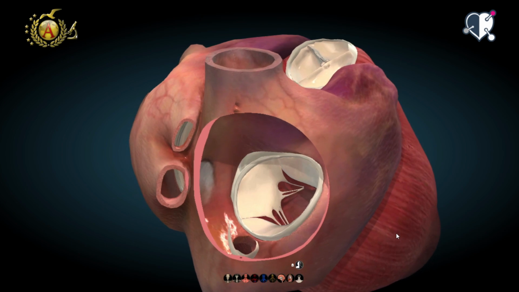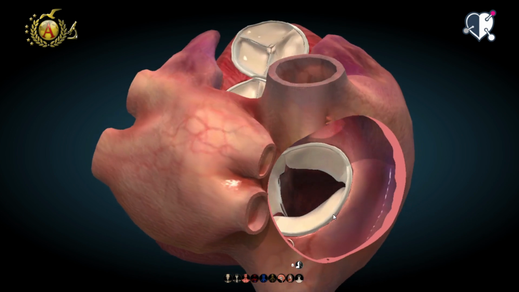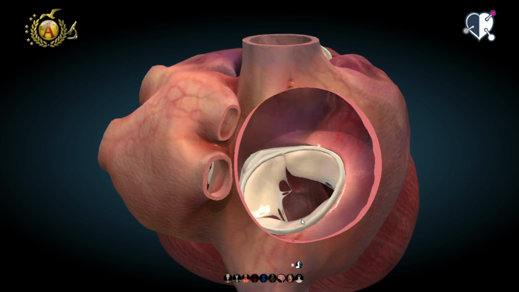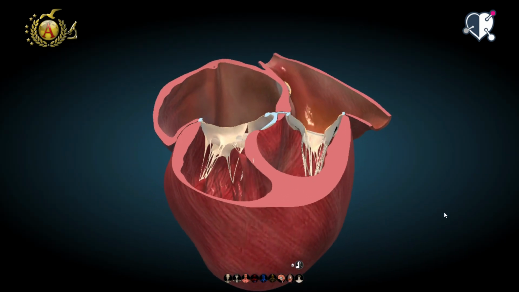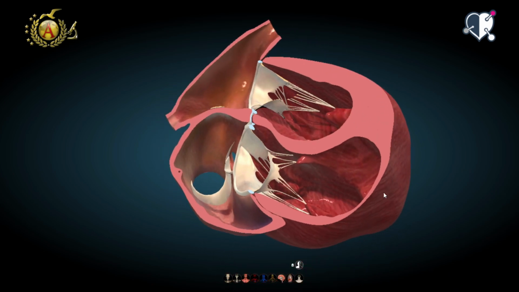But before talking about the right ventricle, let's observe the tricuspid valve. It's a valve that has, as the name implies, three cusps, simply called anterior, posterior, and medial. The tricuspid valve has valve cusps that are well anchored by the papillary muscles.